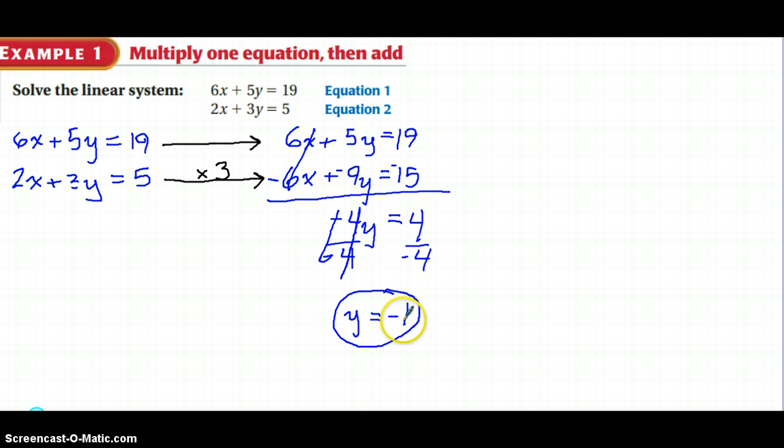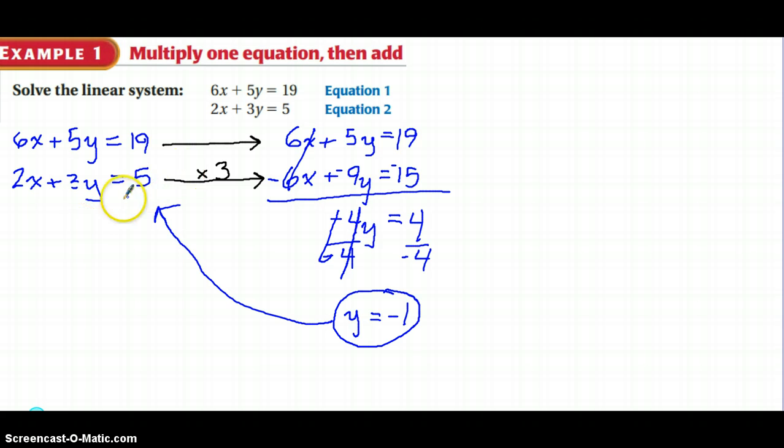Alright, so now I've got this y equals negative 1, and at this point you know that you're going to substitute this into one of these equations over here. Try to use the original equations, because if you make a mistake in your multiplication and you use this equation down here, it's going to give you the right answer, but not the right answer to this system. It's going to give you the right answer to your flawed system. So we're going to make sure we use one of the original equations here.